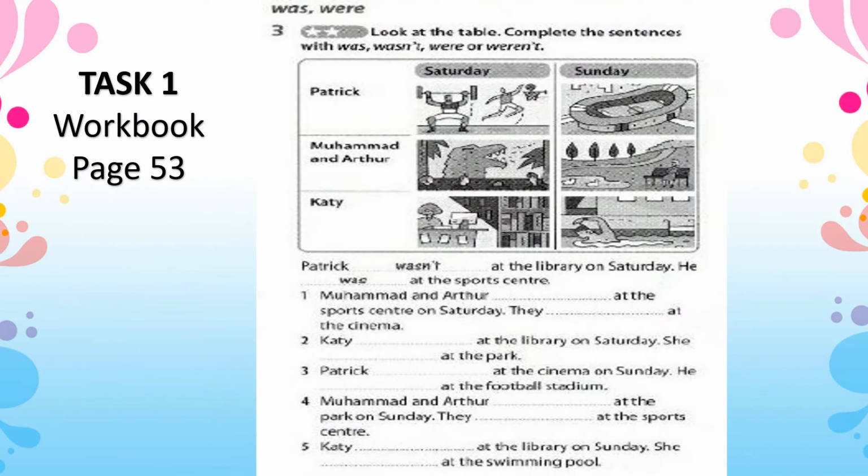This is your task 1, workbook page 53. You look at the table and complete the sentences with was, wasn't, were, or weren't. Patrick is singular, so you have to use was or wasn't. Mohammed and Alter is plural, so you have to use were or weren't. Katie is singular, so you use was or wasn't. Saturday, Sunday. There are places here. You have the sports center, the cinema, the library, the stadium, the park, and the swimming pool. Read the sentences carefully and fill in the blanks correctly.